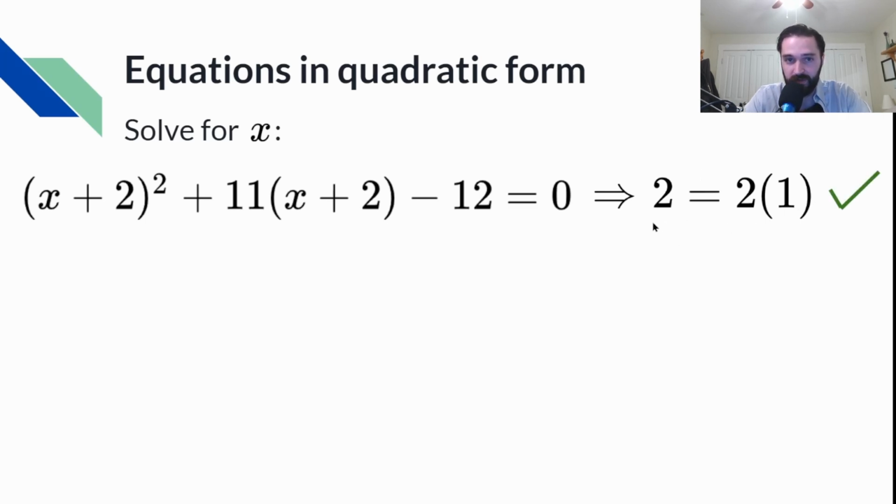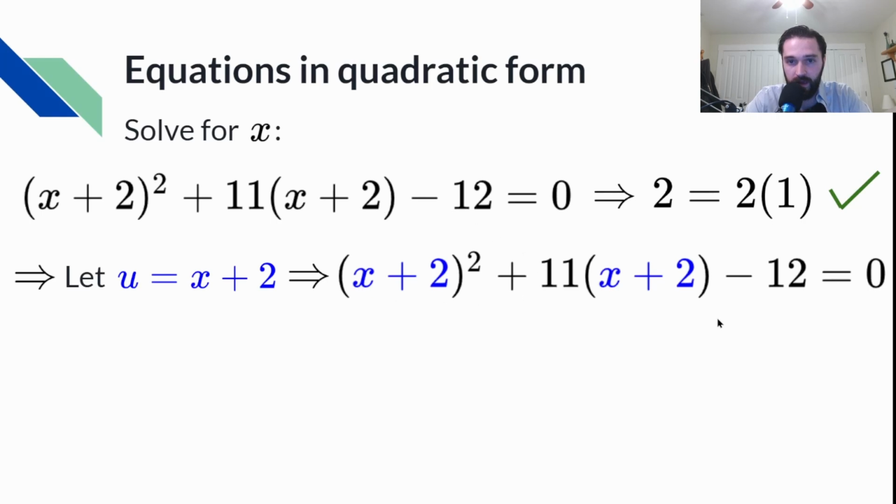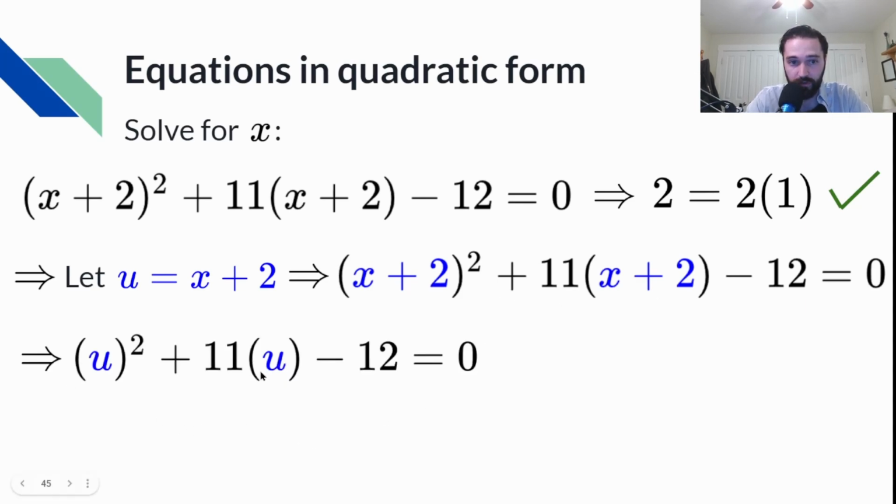Because of that, and because this is a constant here, this equation is in quadratic form, which means we can make a fancy substitution. Let u equal x plus 2, and let's rewrite the original equation like this. x plus 2 is in blue, so everywhere I see x plus 2 in blue, I'm going to replace that with u in blue. The next step is just to get rid of these unnecessary parentheses.